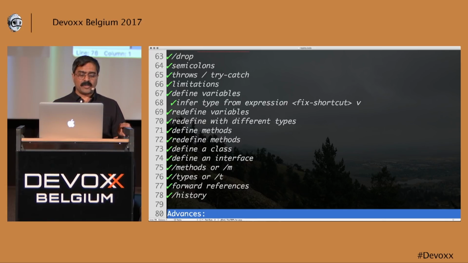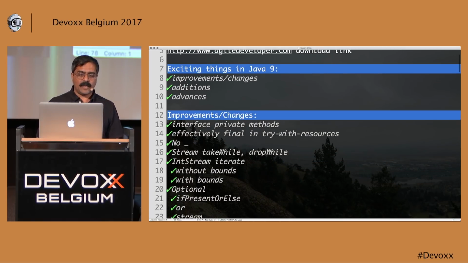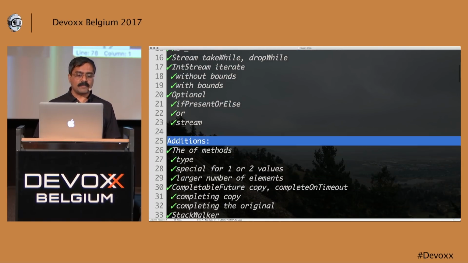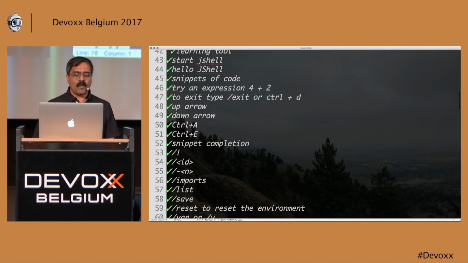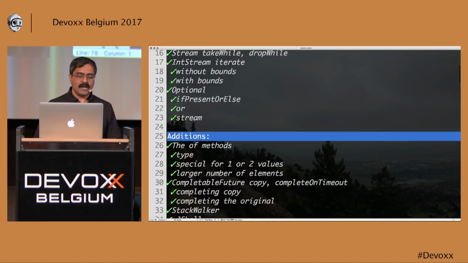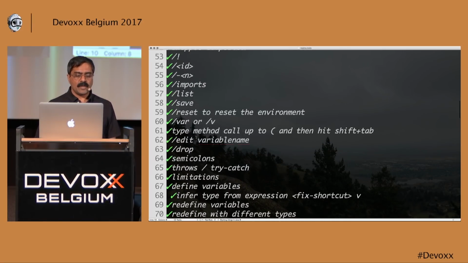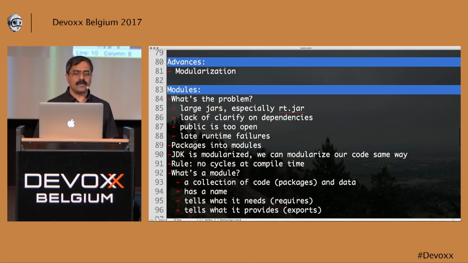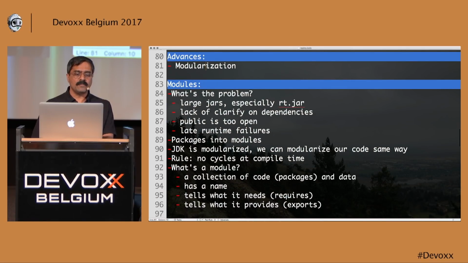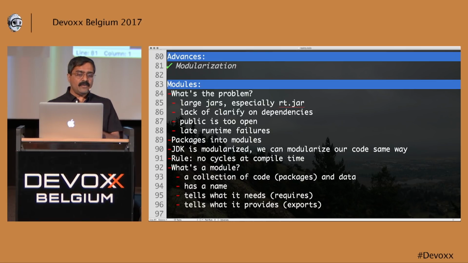Well, that takes us to the end of the second part in here. We talked about the improvements and changes. We talked about the additions. Now we want to talk about the last category here, which is the advances, as I would like to call it. And in that area, I'm going to pretty much talk about one big elephant in the room, which is modularization. Now, modularization is a very key feature in Java 9, maybe the most disruptive feature.